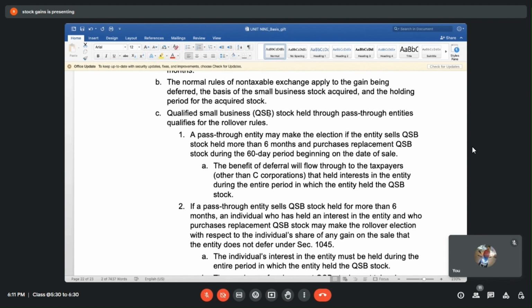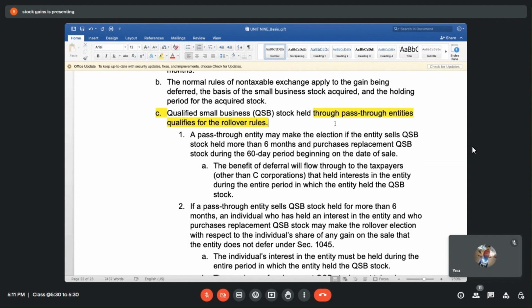And QSBS stock can be held through pass-through entities. That's also possible. Pass-through entities meaning LLC or partnership. A lot of times people are not holding the stock directly. It's not like the individual will be the shareholder. The person may say, well, I'm going to make an LLC and all my stock holdings are going to go through the LLC. But those are pass-through entities, so those are also considered for this rollover.